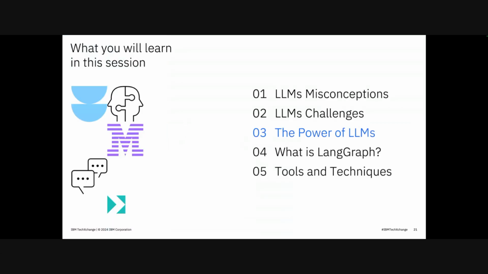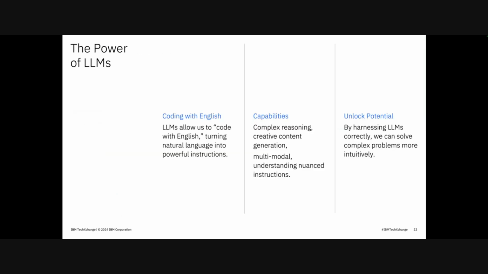Okay, now that we're over the challenges, let's start getting into the fun stuff and start looking at the power of LLMs and what we can really accomplish with them. So first, as I alluded to before, LLMs let us effectively code with English, or whatever language you want to use, so a natural language. And it pretty much turns this natural language into instructions that we'll get an output from. So effectively, we're now coding in English or whatever language you want to use. And this can be very powerful. It makes a lot of things much easier.